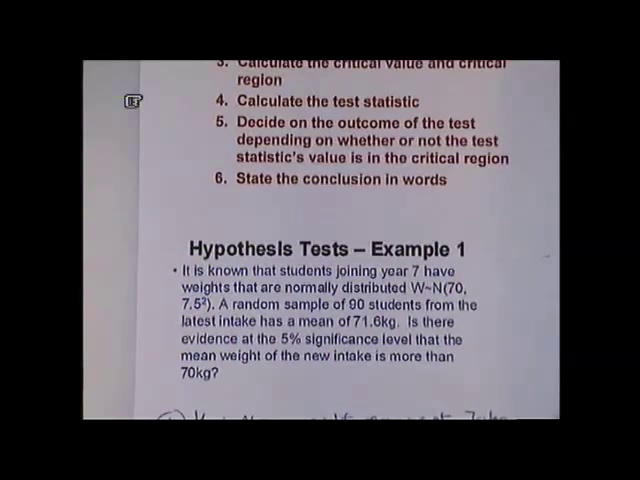A random sample of 90 students from the latest intake has a mean of 71.6 kilograms. Here's the question: is there evidence at the 5% significance level that the mean weight of the new intake has changed, has deviated from the normal pattern of 70? You've got a sample, it's more than 70. Does that mean they're not normal with 7.5 squared, or could you just have picked some of the heavier people in your sample? That's what we're trying to work out.